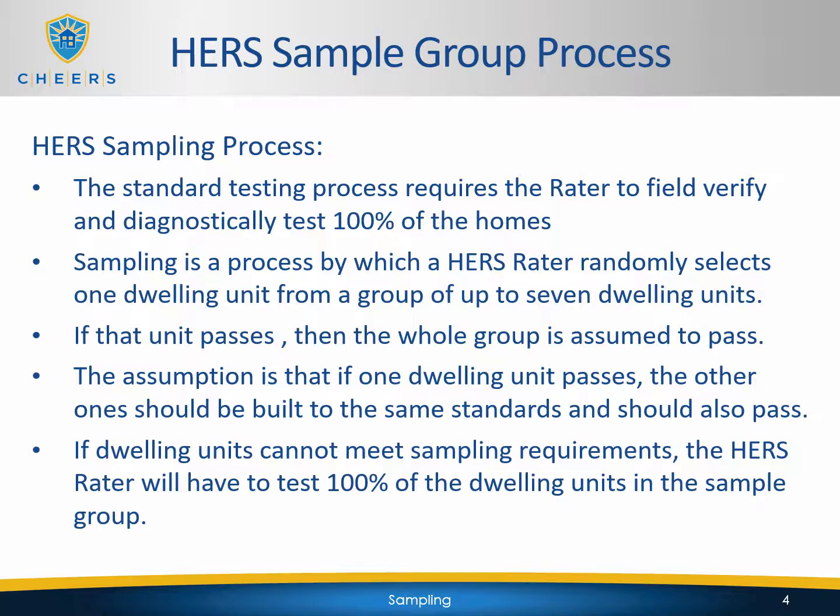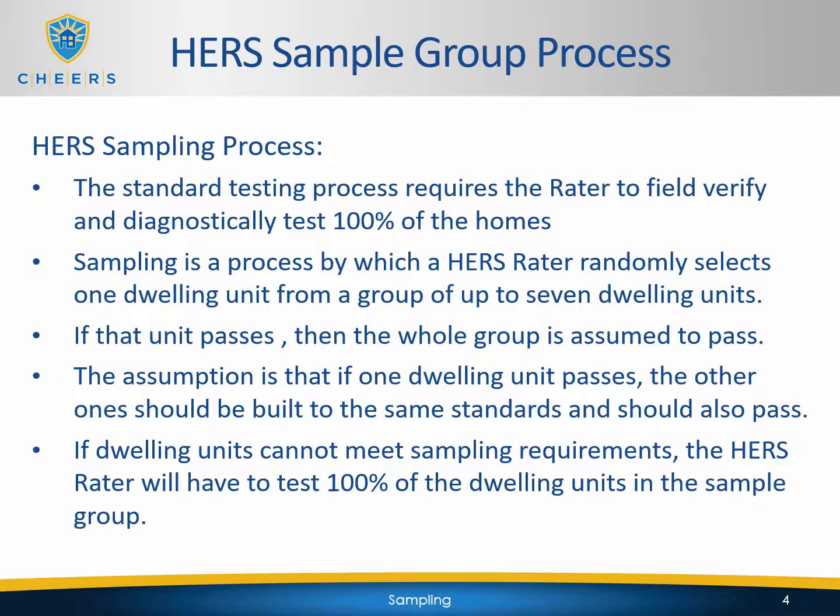So sampling is a process by which a HERS rater randomly selects one dwelling unit from a group of up to 7 dwelling units. They will then test that unit, and if it passes, then that whole group of up to 7 dwelling units is considered to pass. So now you are testing at a 1:7 ratio instead of a 1:1 ratio.